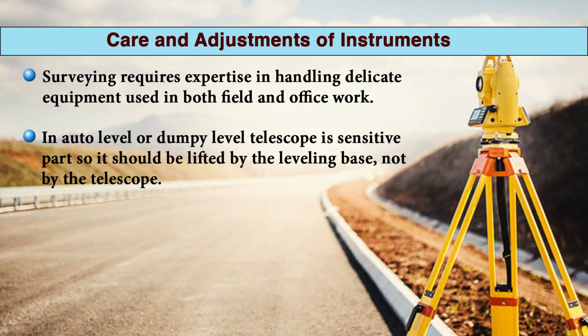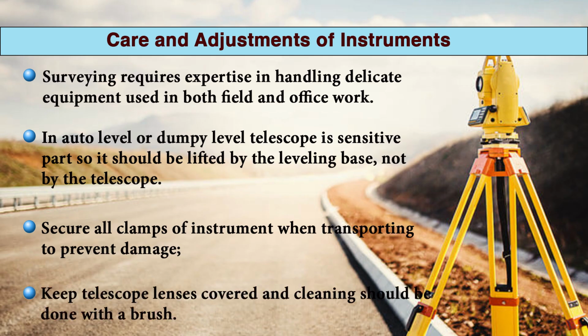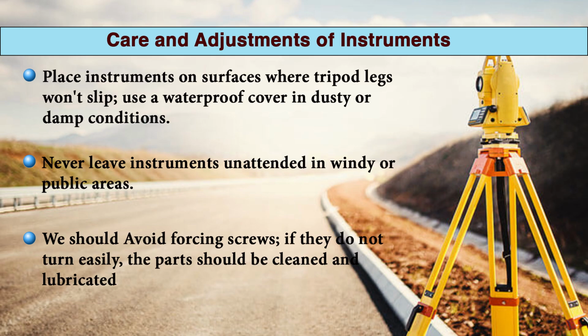What precaution need to be taken? In the auto level or dumpy level, telescope is a sensitive part. So, it should be lifted by the leveling base, not by the telescope. Secure all clamps of the instrument when transporting to prevent the damage. Keep the telescope lenses covered and cleaning should be done with a brush. Never leave instrument unattended in windy or public area. There may be some damage. We should avoid forcing screws. If they do not turn easily, the part should be cleaned and lubricated.